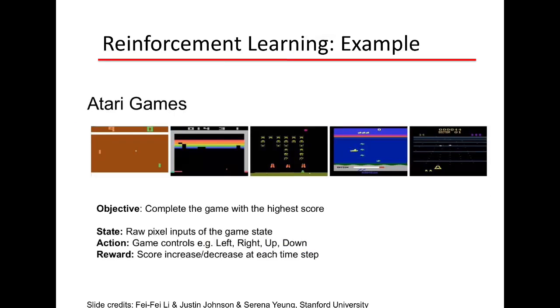Okay? And this is an example of the famous Atari games. So you play the game, your input or the state of the environment is the raw pixels from the game. Your movements are left, right, up, down. Reward is the score that you have in the game.